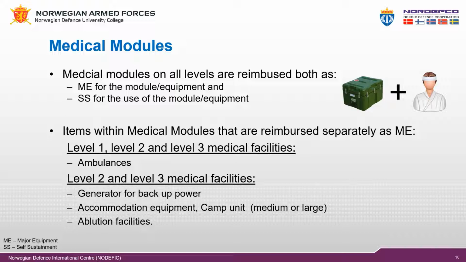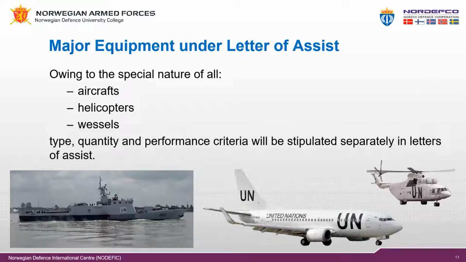Level 1, Level 2 and Level 3 medical facilities contain some major equipment items that are reimbursed separately as major equipment. The slide describes the most common ones. Due to the special nature of aircraft, helicopters and vessels, their type, quantity and performance criteria will be stipulated separately in a letter of assist. Letter of assist is explained in another presentation, but we need to repeat one important fact: a letter of assist is a service provided and not major equipment.